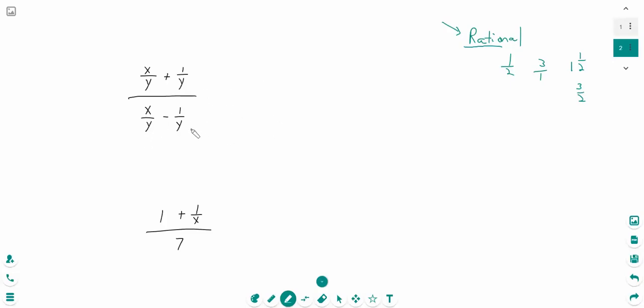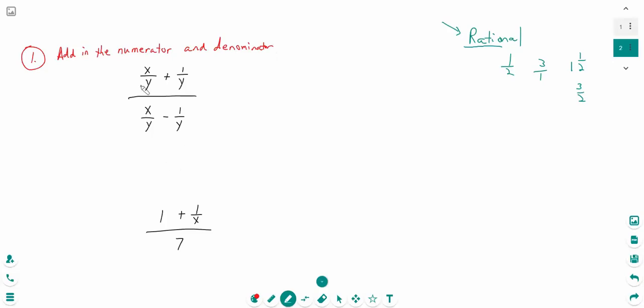So getting back to the problem here, how would I simplify this? And it's really a two-step problem. The first step for these complex fraction problems is to add in the numerator and in the denominator. Numerator and denominator. Okay, so that's really the first step here.